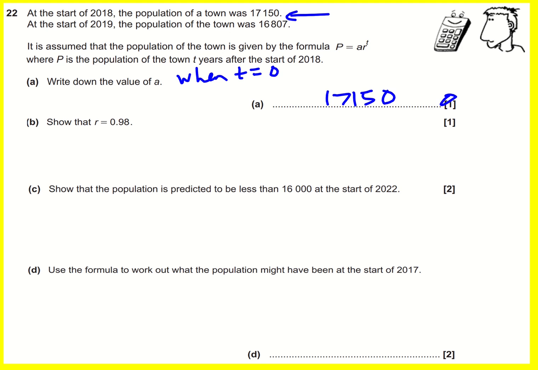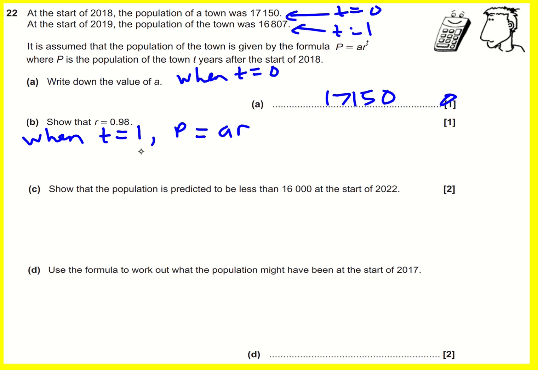Show that r is 0.98. Well, when t is equal to 1, P will equal A times r, because r to the power 1 is just r. This one here, a year later, is when t is equal to 1.